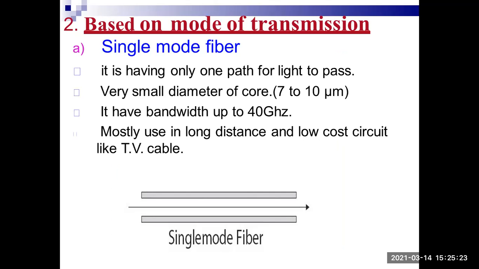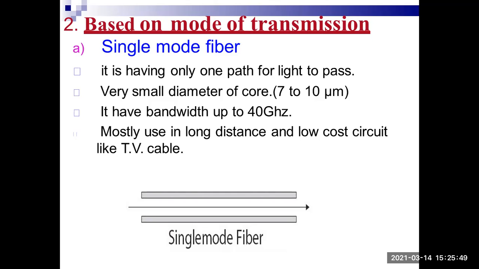Now based upon the mode of transmission, we divided the optical fiber into single mode fiber. What is the meaning of single? See, what is the signal which will travel inside the optical fiber? It is a light signal. So if only one path of light is passing, the diameter of the core is 7 to 10 micrometer.